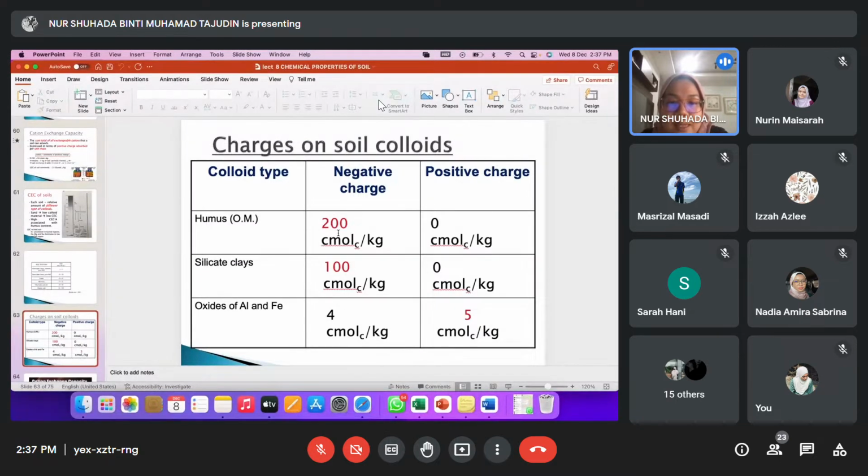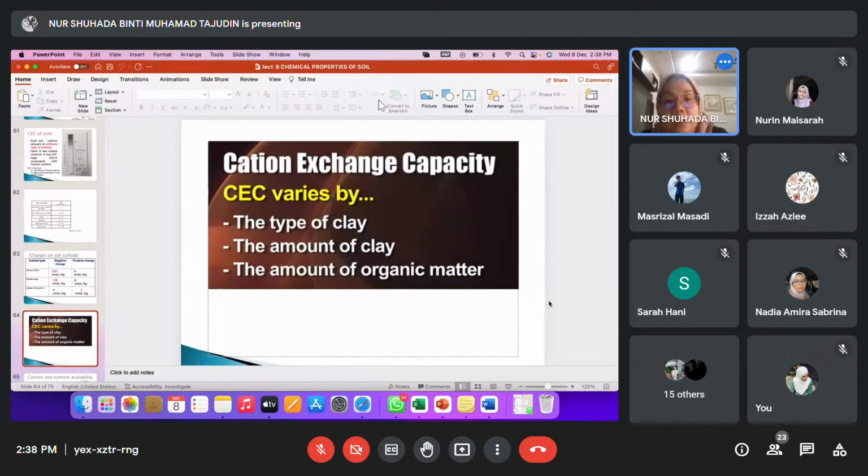Okay, so charge of soils, you can see this is some examples. Humus 200, silicate clay 100. Okay, oxide and aluminum, oxides of aluminum and ferrum colloids, you has around 4 to 5. Okay, of negative and positive charge. Okay. So understand that cation's exchange capacity, why it is different, that is because the type of clay. Remember 1-to-1, 2-to-1 type of clay.